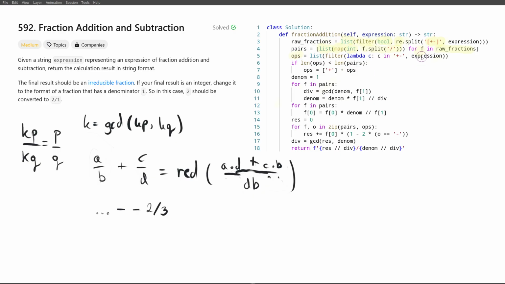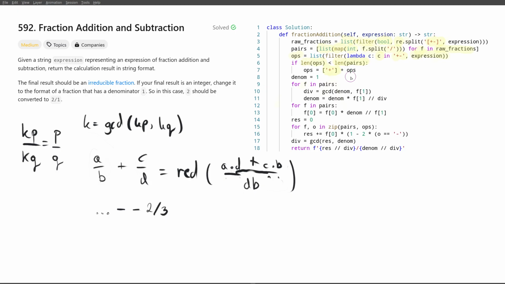Operations, again, we go through everything in our expression, and now we keep only the things that are a plus or minus. And now to make sure that we have the same number of operations and pairs, we can, because maybe we can have one fewer operation if we do not have a minus at the beginning of our expression, imagine that our expression starts with a plus. So it's nothing plus the first minus the second and so on. Or nothing minus the first plus the second, whatever. So now operations and pairs have the same length.